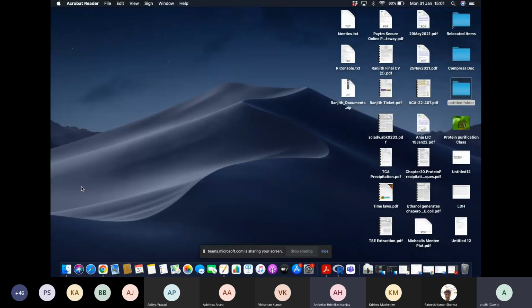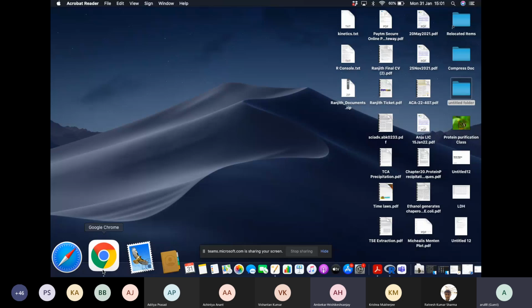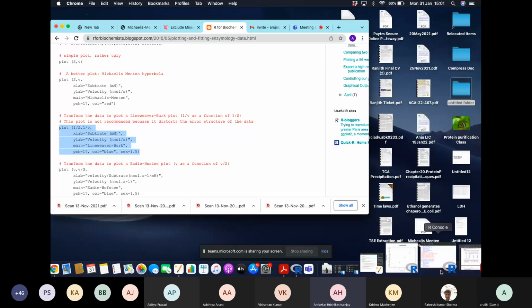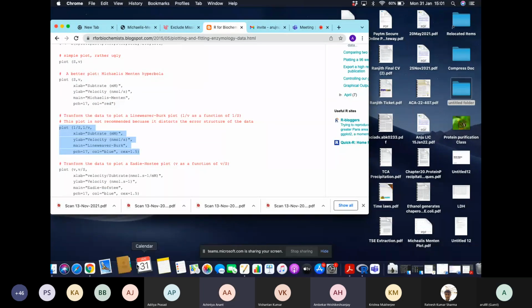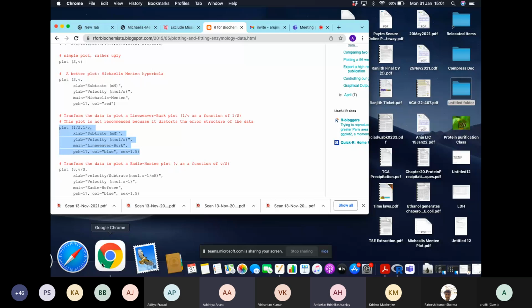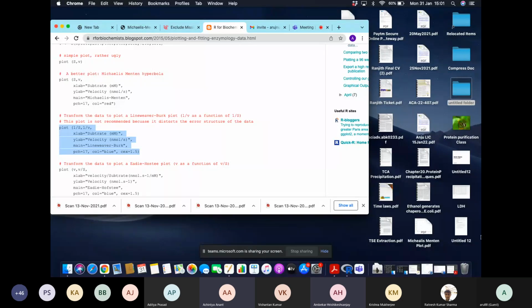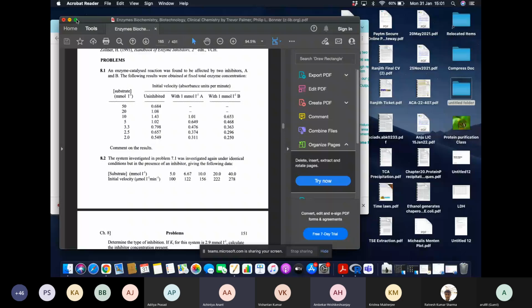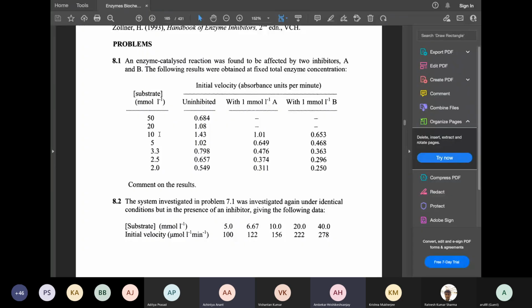So let's go back to our original thing. So I will just now switch it. Sir, can you go to that page? One second. I want to ask something. Like the readings that you showed, substrate, uninhibited, and so on. What is this uninhibited column? Uninhibited means there is no inhibitor added. With 1 millimolar, that is A, your inhibitor.